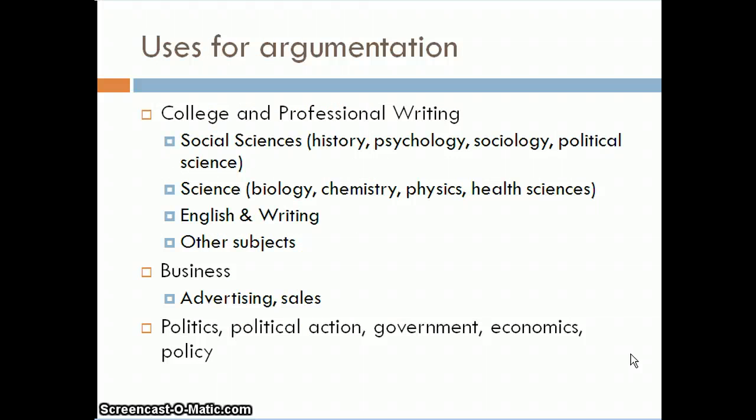Argumentation is a very important type of writing, especially for academic writing, for use in colleges and universities, as well as in professional fields. So argumentation can be used often in the social sciences, history, psychology, sociology, political science, and so on. Also in the sciences, such as biology, chemistry, physics, and the health sciences, English and writing, of course, as well as other subjects.